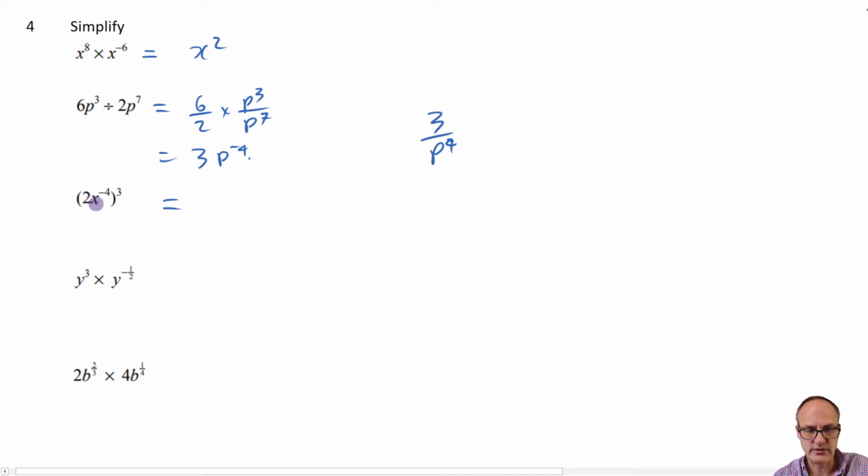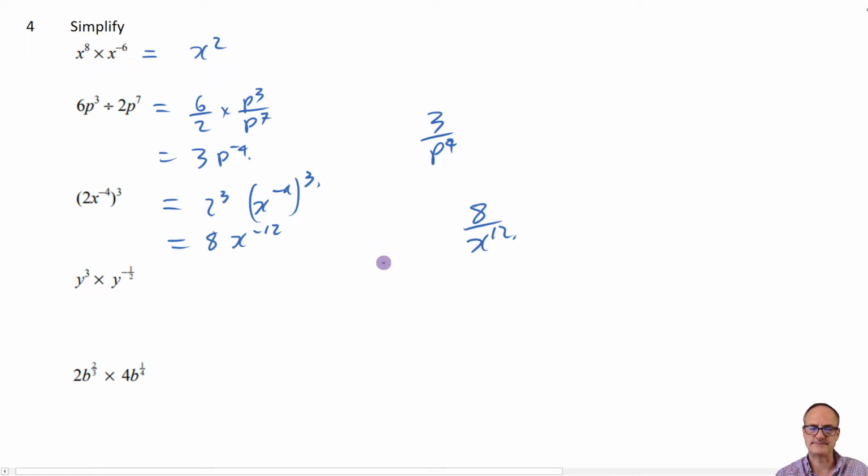So we've got 2x to the minus 4, all to the 3, so that means we've got to cube everything first. So we've got 2 cubed, and then we've got x to the minus 4 to the 3. 2 cubed is 8. x to the minus 4 to the 3 means you multiply the indices here. So you're going to get x to the minus 12. And again, you could write that as 8 over x to the 12. Either of these would be okay. y cubed times y to the minus half. We're going to add the indices here. So we're just going to get y to the 5 over 2, or 2.5. It doesn't matter which you pick.